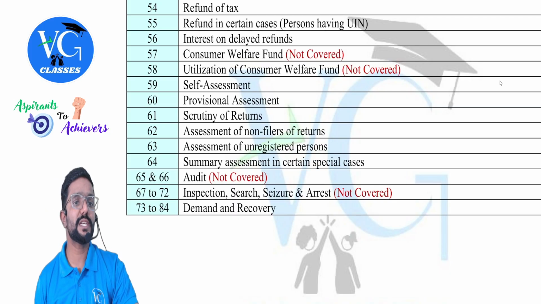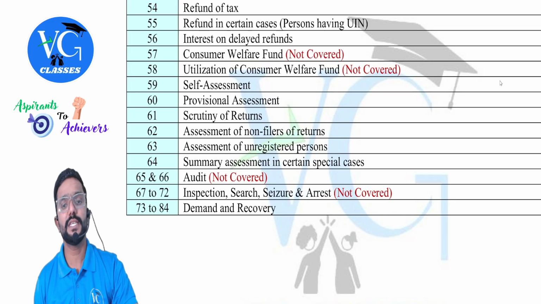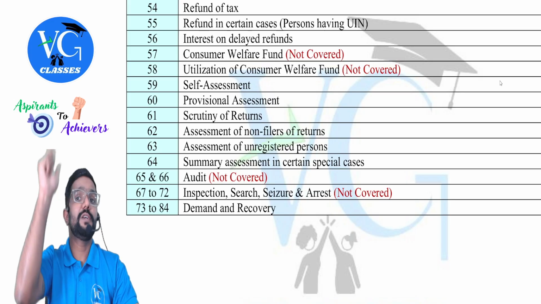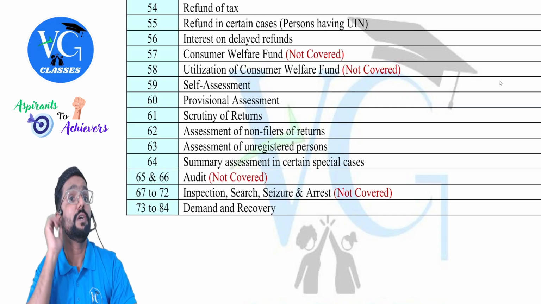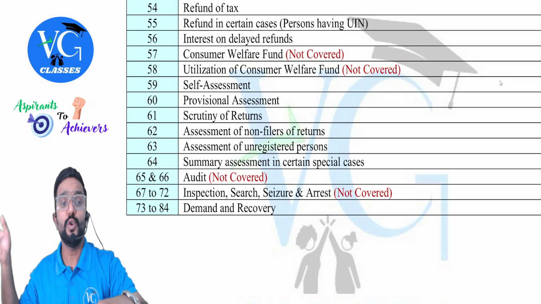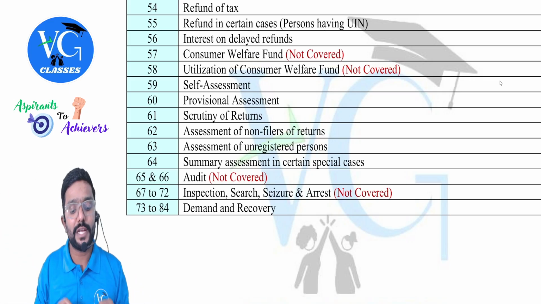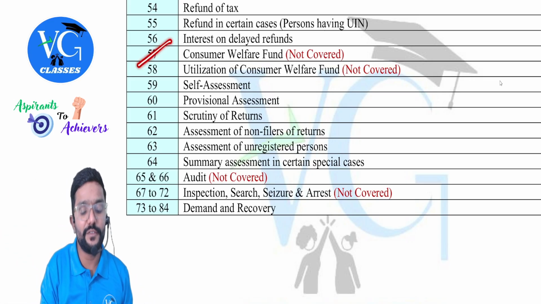Sir, what about section 57 and 58? Is it covered in our syllabus? No, guys. But what does it talk about? Consumer welfare fund and utilization of consumer welfare fund. We learned one topic in refund, you remember? If refund is rejected, where will the amount be credited to? Consumer welfare fund. How to constitute that consumer welfare fund is given in section 57.